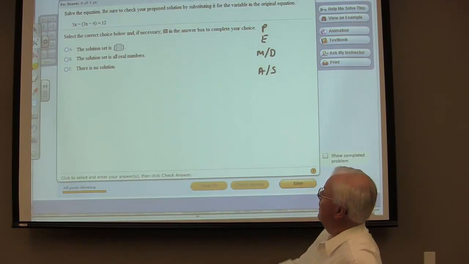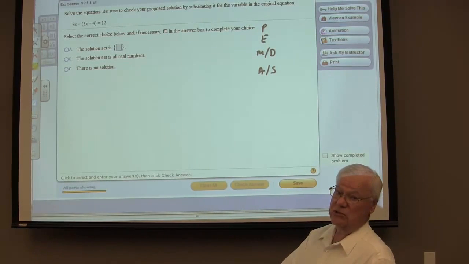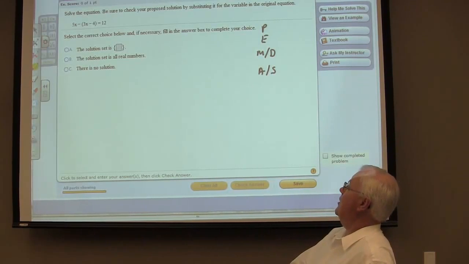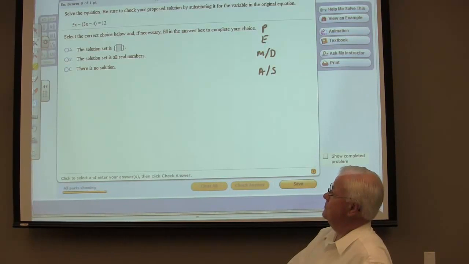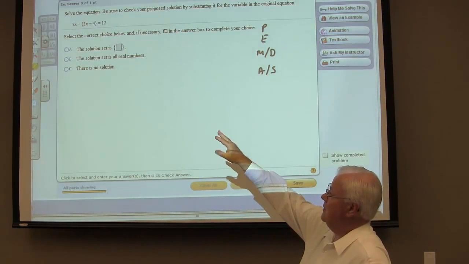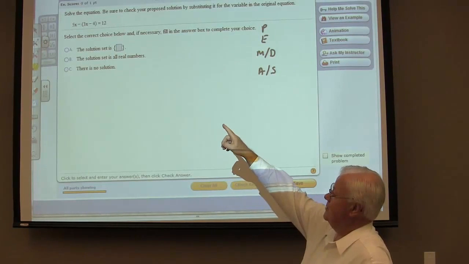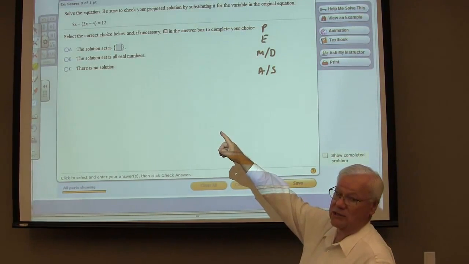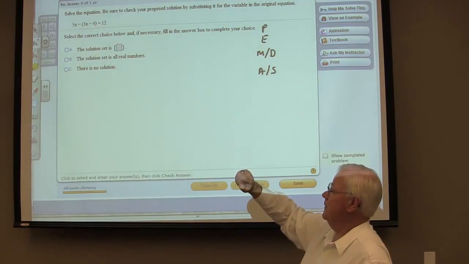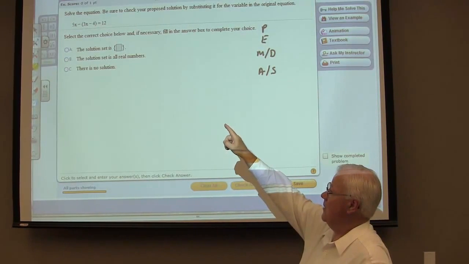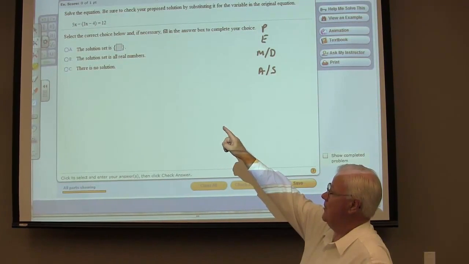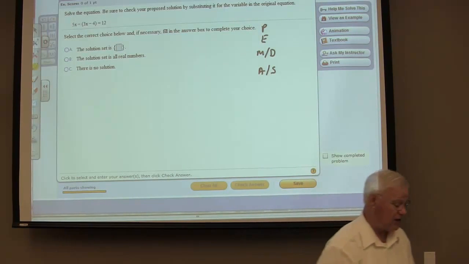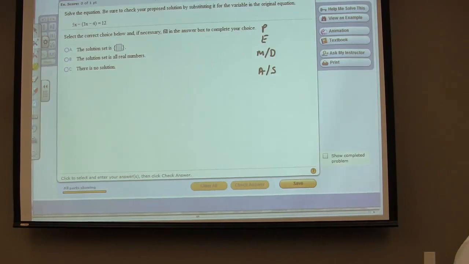Well, E is for exponents. Do we have any exponents? No, no exponents. How about multiplication and division? Well, on the left-hand side there, you'll notice that there's a negative in front of that parentheses. That's like saying negative 1 times that parentheses. So if I multiply or distribute that negative 1 across the parentheses, that should be my next step. So let's do that.